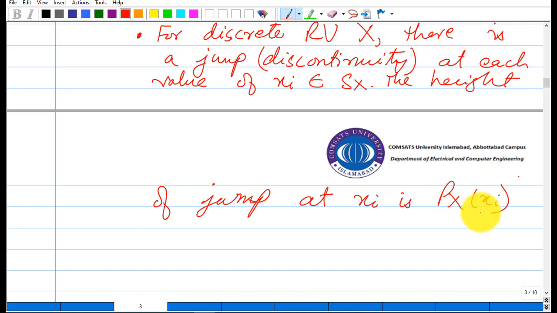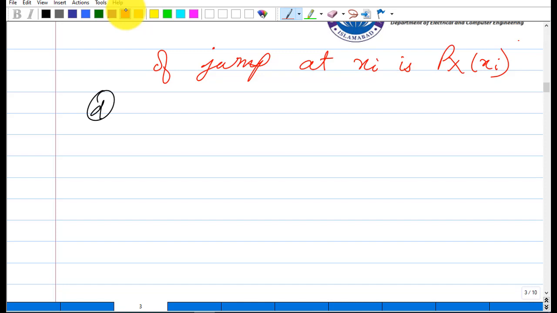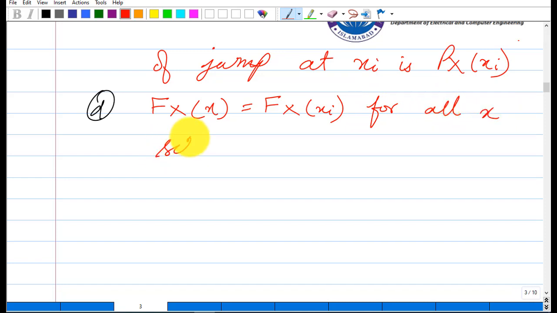And there is another property. It means that whenever there is a probability defined at a point in the PMF, at all those points we will get a jump, and there will be a discontinuity at that point. So let's look at property D. It says that F_X of x is equal to F_X of x_i for all x such that x_i is less than or equal to x and less than x_{i+1}.